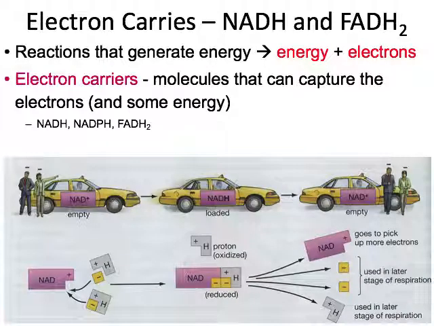When we learned about photosynthesis, we talked about electron carrier molecules, and now we're going to learn a couple more. Recall that electron carriers are important because they carry electrons to an electron transport chain. The electron carrier molecules that we're going to talk about for respiration include NADH and FADH2.